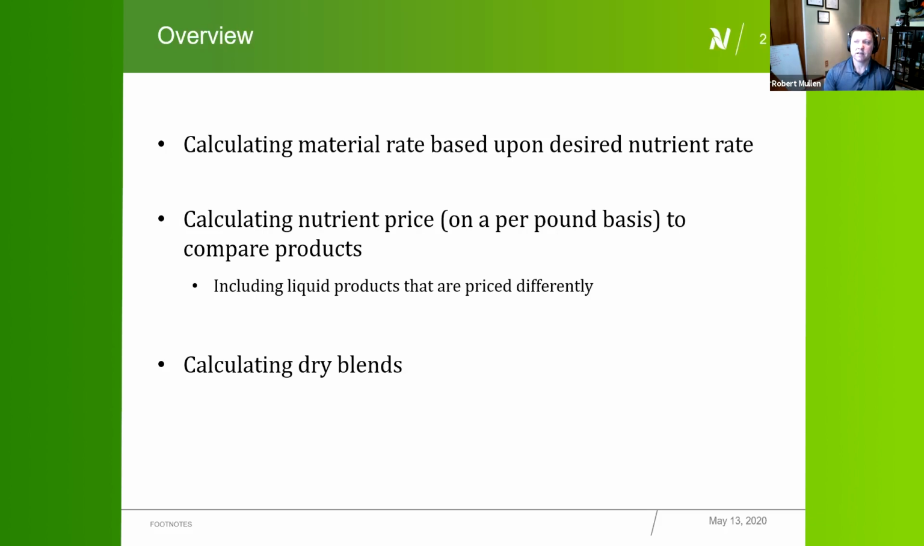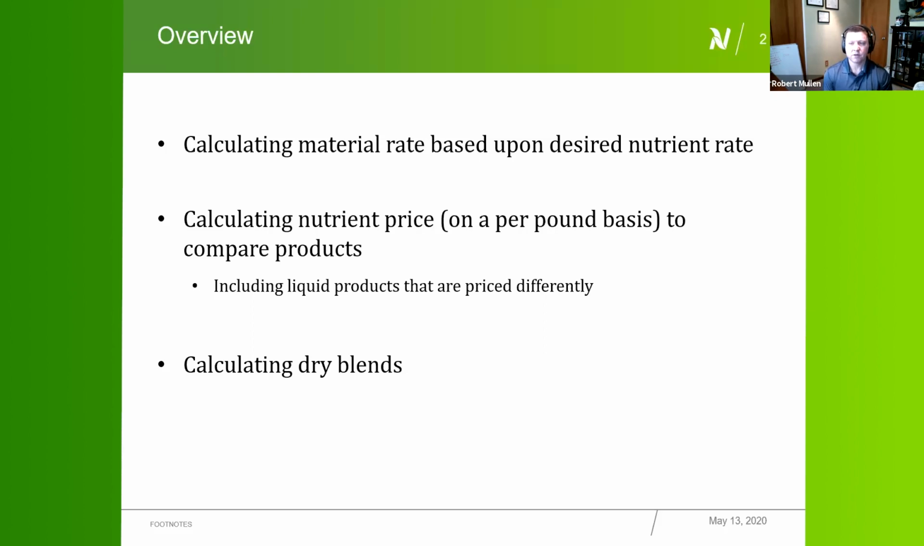Once we learn how to calculate material rate based upon a desired nutrient rate, we're going to transition into, okay, what if we want to compare pricing of different products? How do we do that? We have to get everything on an apples to apples basis. I can't compare price per ton to price per pound. So I'm going to walk you through mathematically how we get everything on a similar basis so that we have a sound comparison. And then we're going to ramp up the complexity a little bit more, and that is, we're going to transition into calculating dry blends.